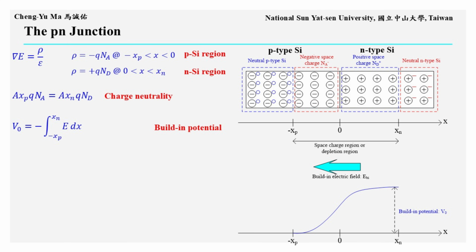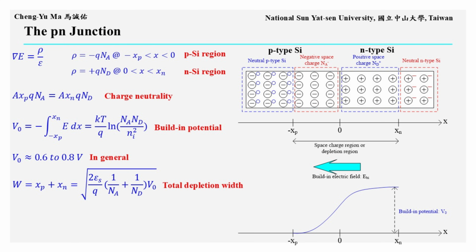Therefore, once a p-n junction is formed, an electric field and a potential difference already exist inside the structure, even without any external voltage. In general, this built-in potential difference, also called the built-in voltage V0, is approximately between 0.6 volts and 0.8 volts. The width of the space charge region, also called the depletion width, W, is equal to xp plus xn. As shown in the equation on the slide, W equals the square root of 2 epsilon s divided by Q, multiplied by 1 over Na plus 1 over Nd, multiplied by V0.